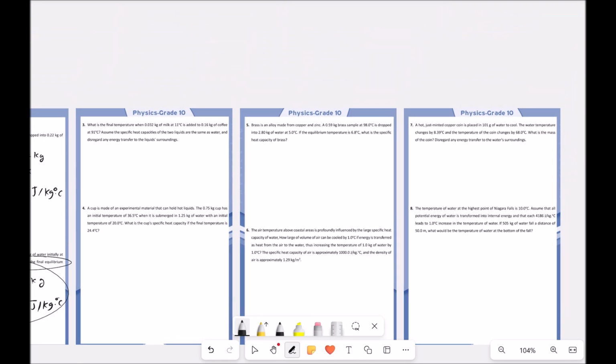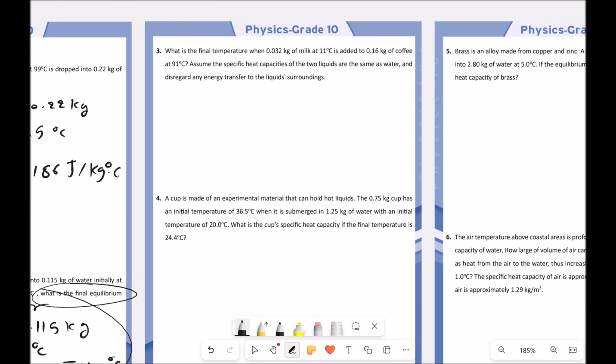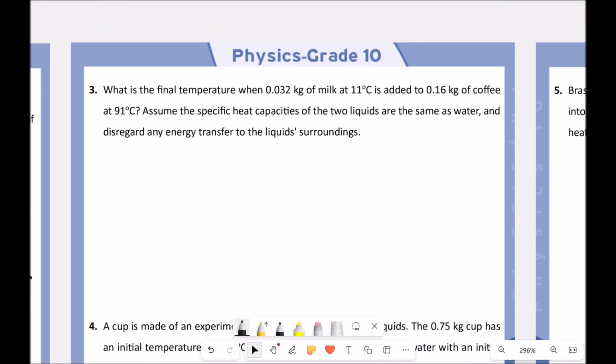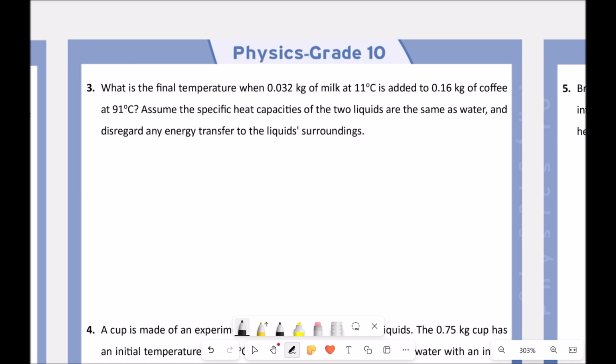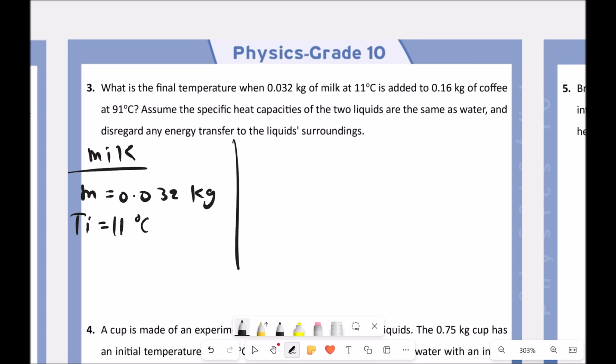Question 3, we have: what is the final temperature when 0.032 kilogram of milk, so mass of the milk is equal to 0.032 kilogram at 11 Celsius. So you know T initial is equal to 11 Celsius. It is added to the second substance, which is coffee. This time it's not water, so it's coffee.